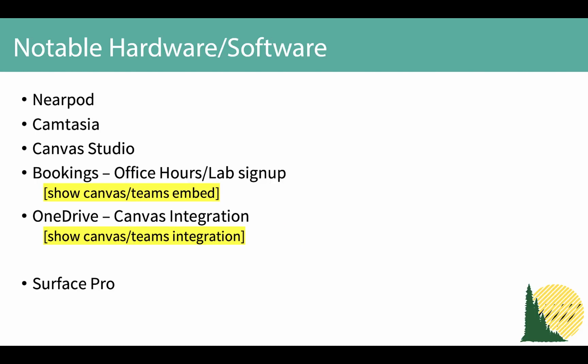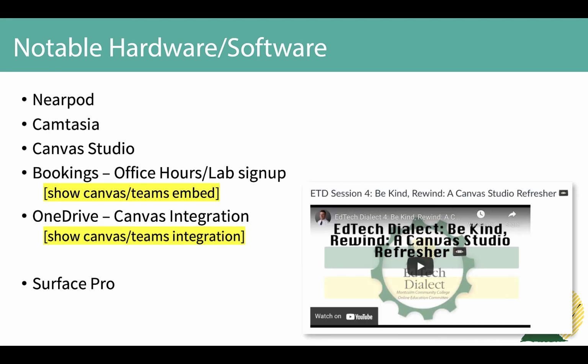So a couple other notable hardware, software items. Nearpod's available, awesome tool for feedback and engagement. I can dive into that deeper if you'd like to learn about that. Camtasia is cool if you want to do more robust video recording, editing, things like that. I can show you that. As I mentioned, Canvas Studio is our video platform right within Canvas. It makes it very easy for you to share out videos. I did an EdTech Dialect session on that as well, so I can share out that link so you can take a peek at that. But you can add quizzes to your videos. You can see who's watching your videos and what they're watching, how much of your video they're watching.